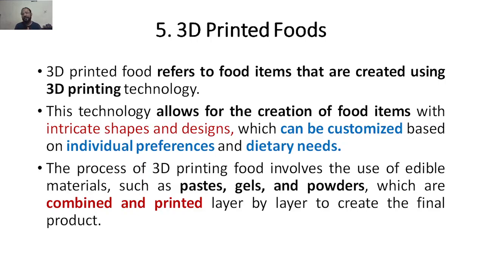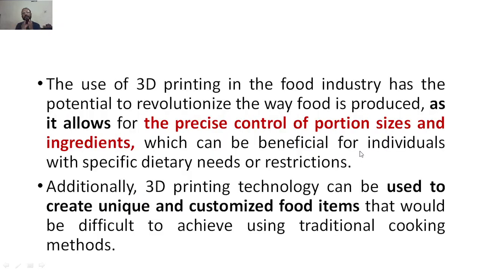Now the process of 3D printing food involves the use of edible materials such as pastes, gels, and powders. In bioprinting they use cells, biomaterials, scaffolds, extracellular matrix, hydrogels and so on, but here we will be using pastes, gels, and powders. The components of the food are combined and printed layer by layer to create the final product. Now the use of 3D printing in the food industry has the potential to revolutionize the way food is produced. That means the conventional techniques we normally use to produce food can be completely replaced by this 3D technology.